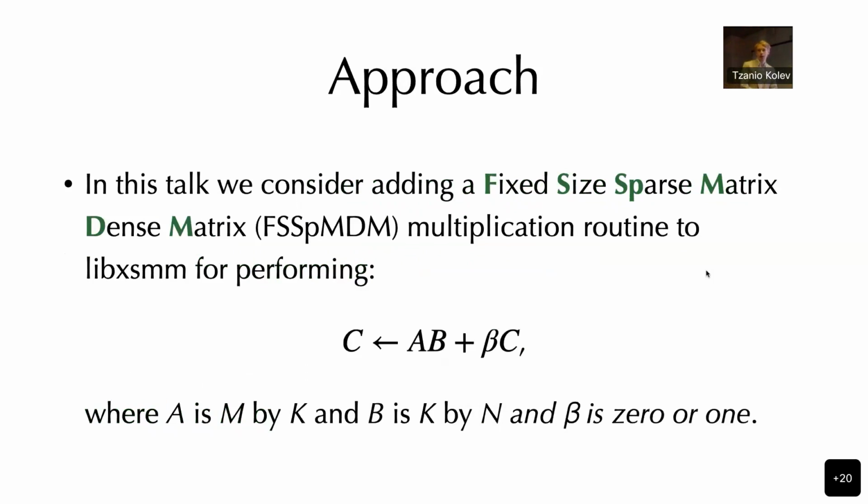What we've done in particular is add a fixed size, sparse, dense matrix multiplication routine to libxsmm. What does it do? You give it a fixed size A matrix, and it will generate a kernel to do A times B plus beta C, where A is a matrix of dimension m by k, B is a matrix k by n, and beta, our constant, is 0 or 1. You give this routine your A matrix and what value of beta you want, and it will generate a kernel. And it will be able to take advantage of any sparsity which is present in the A matrix, unlike the existing routines in libxsmm, which just JIT a purely dense kernel.